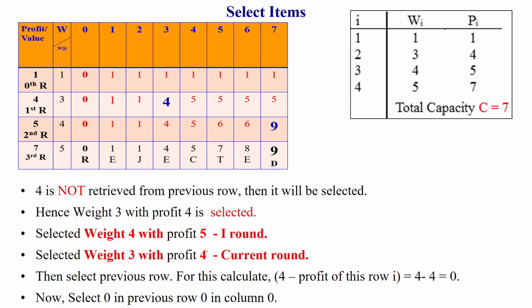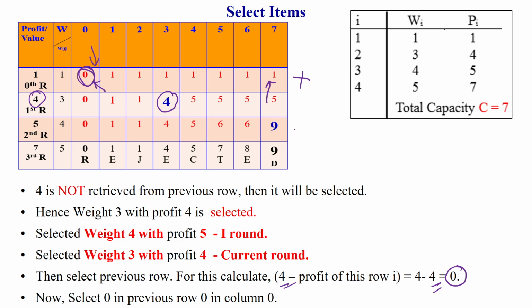After selecting, you have to subtract the current product's profit value from this profit value. So 4 minus 4 gives 0. Then move up to the previous row, where you select the 0 value wherever it is available. It is available here, so it is selected now. Here 0 means this product is not selected. That means you are not selecting any weight, so you are earning 0 profit.